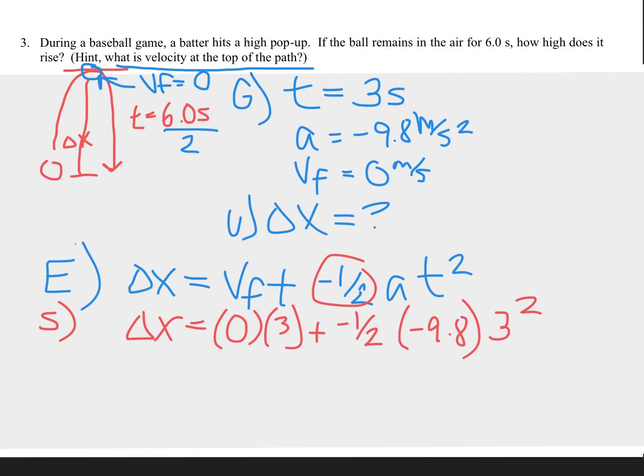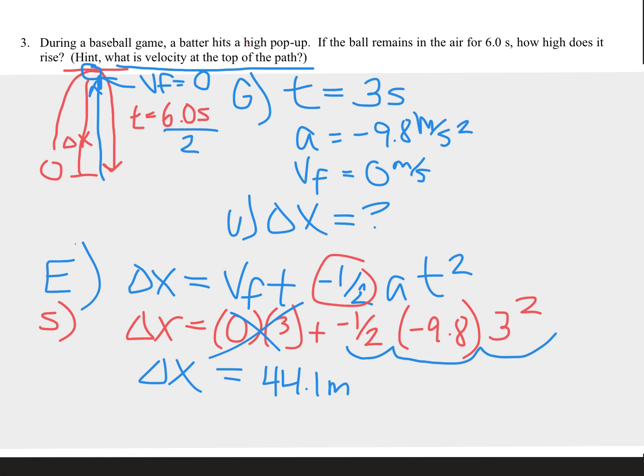If we look at this, a couple nice things happen. 0 times 3 is 0, so that cancels out. I'm left with just displacement. And if I did 1/2 times negative 9.8 times 9, because 3 squared is 9, I end up getting an answer of about positive 44.1 meters, which means that this ball went up about 44.1 meters when it was at its highest point. Game, set, and match. Problem solved.